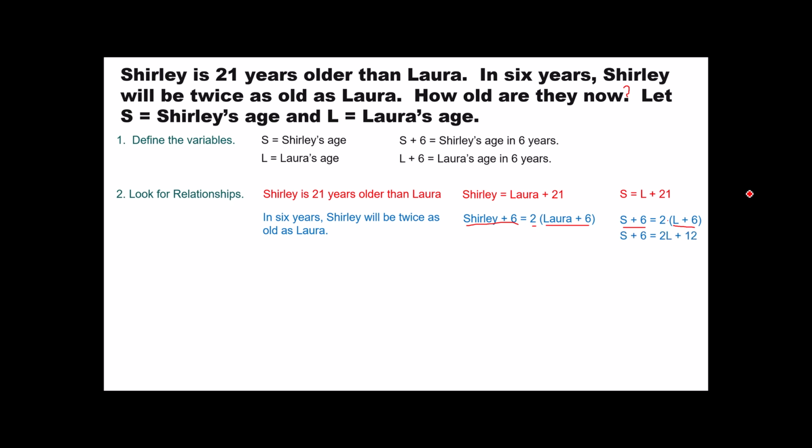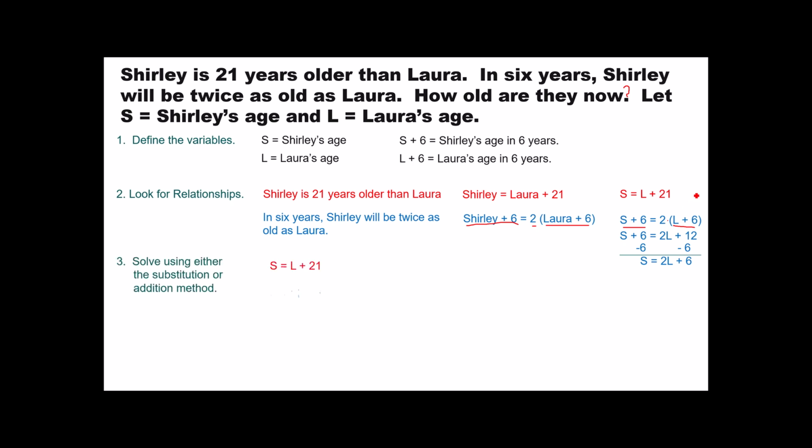I would probably go ahead and distribute my 2 using the distributive property, and then use my property of equality to move the 6 over. It's going to give you something that's a little nicer to work with. You could technically leave it this way and work with it within your system, but I think you're going to find that to be unpleasant.